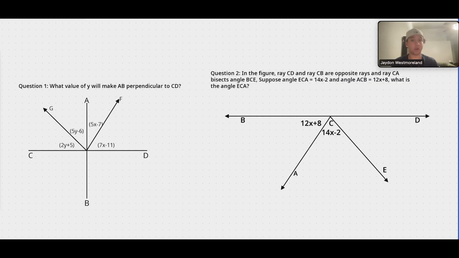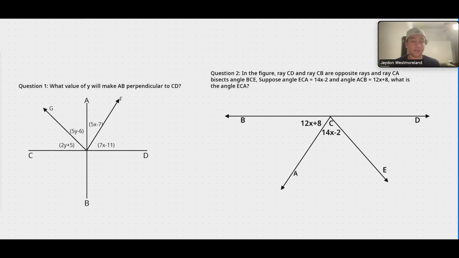Now the first thing that we got to know is what is perpendicular, right? Perpendicular is basically when two lines intersect making somewhat of a cross, in other words, a 90-degree angle. Obviously, if we're talking about this algebraically, it's when the slopes are opposite reciprocals, but when we're thinking about it geometrically, all I'm thinking about is a 90-degree angle. So what does that mean? What value of y will make AB perpendicular to CD?